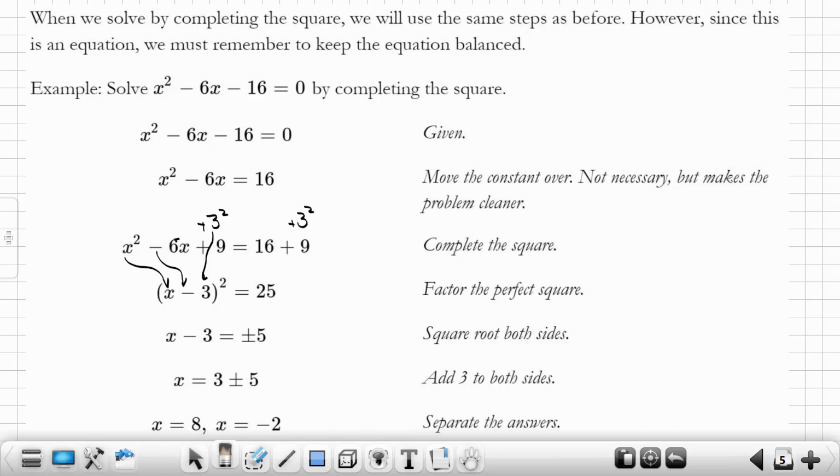To get rid of the square, I square root both sides. So x minus 3 is equal to positive or negative 5. Add 3. x is 3 plus or minus 5. 3 plus 5 is 8. 3 minus 5 is negative 2.